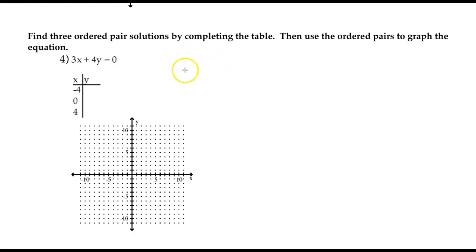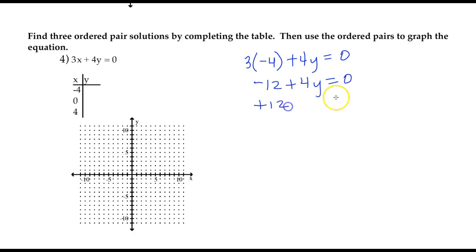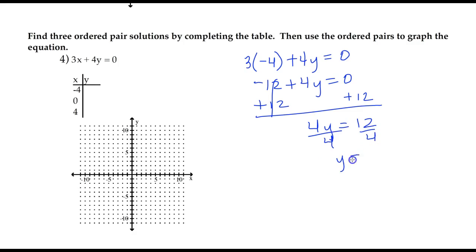Okay, so for this first one here, when x is -4, we want to find out what y is. So 3 times -4 is -12. And then we want to add 12 to both sides because our goal here is to get y by itself. -12 plus 12 cancels to 0. So we just have 4y is equal to 12. We divide both sides by 4 and we get y is equal to 3. So when x is -4, y is 3.